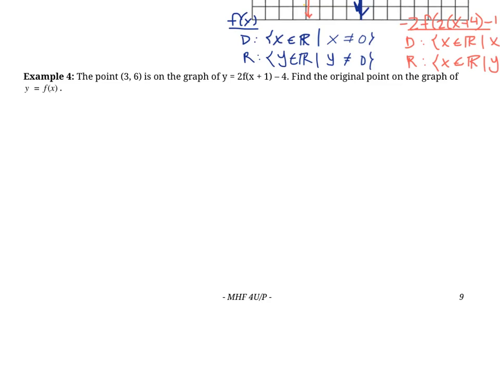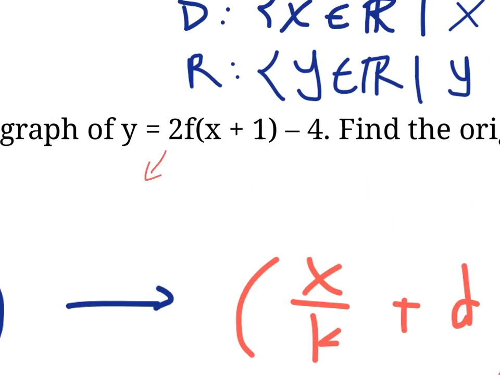Luckily, we have a bit of a pattern that can help us here, right? We have a point (x, y) that can be transformed using the relationship x over k plus d for our x part and ay plus c for our y part, right? So all we need to do is identify what those are in our equation. So looking up here, this 2, that's going to be our a value. Our a value is 2, right?